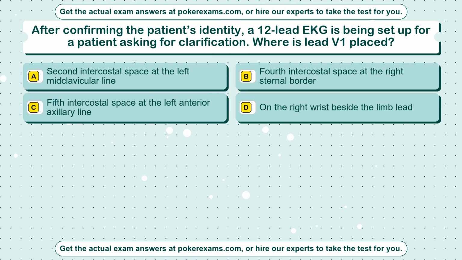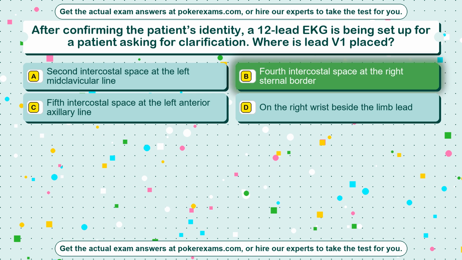Question 15. After confirming the patient's identity, a 12-lead EKG is being set up for a patient asking for clarification. Where is lead V1 placed? Option A, second intercostal space at the left midclavicular line. Option B, fourth intercostal space at the right sternal border. Option C, fifth intercostal space at the left anterior axillary line. Option D, on the right wrist beside the limb lead.